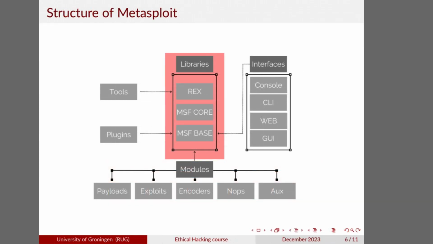The libraries consist of Rex, MSF Core, and MSF Base. Rex is a networking library within the Metasploit framework. It provides a set of modular components for handling common network tasks such as working with sockets, managing sessions, and handling network protocols. Rex helps developers in a way that they don't have to worry about the intricacies of network communication and can focus on building functionalities.